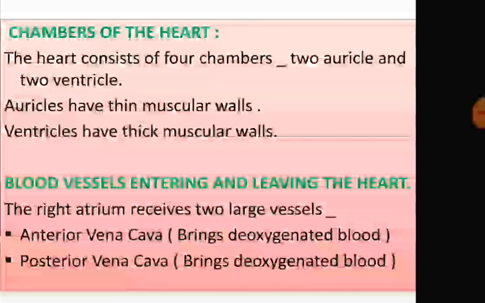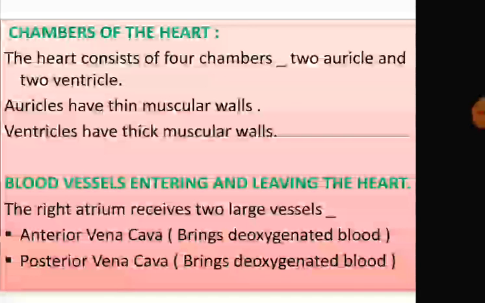Chambers of the heart. The heart consists of four chambers, two auricles, also called atria, and two ventricles. Auricles are situated on the upper side and ventricles on the lower side. The auricles have thin muscular walls because their main function is to receive the blood from the body and pump it to the next ventricle. Whereas the ventricles have thick muscular walls. Why? Because they need to pump blood over a long distance.